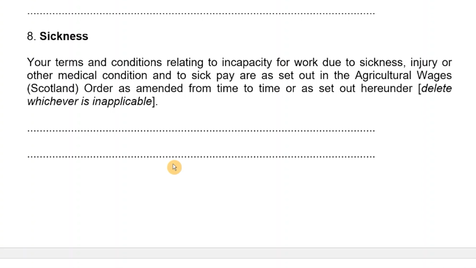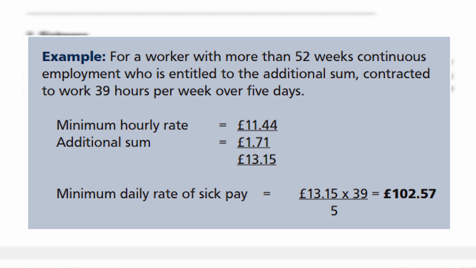is calculated by multiplying the number of days they are contracted to work in a week by 13. So therefore, a worker who is contracted to work 5 days a week would be entitled to 65 days sick pay in any 52-week period.